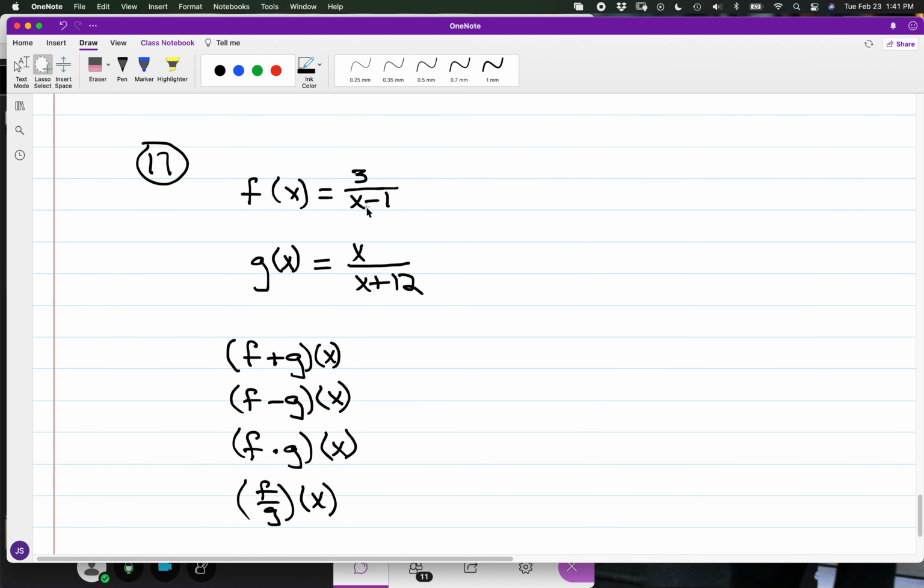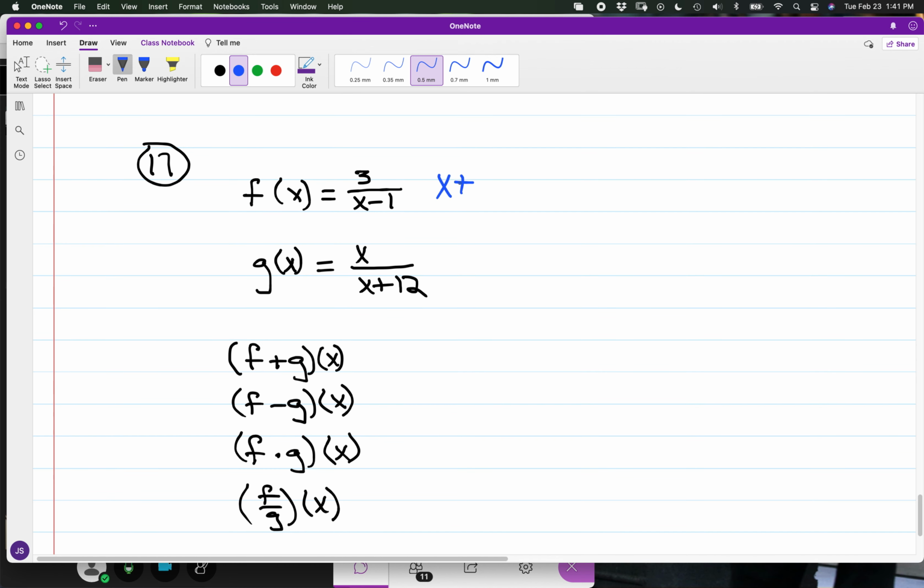Now for f of x to be defined, we cannot have a zero denominator. So x minus 1 cannot be 0. To be able to work with f of x, x cannot be equal to 1. And for g of x, we have x plus 12 as the denominator, and to be able to work with g of x, x plus 12 cannot be 0, so x cannot be negative 12.